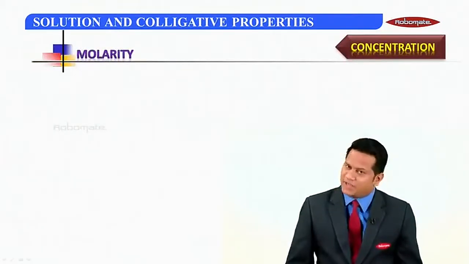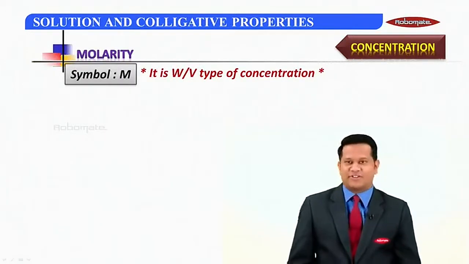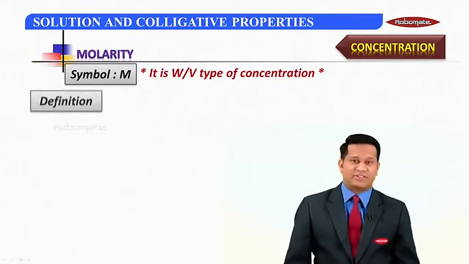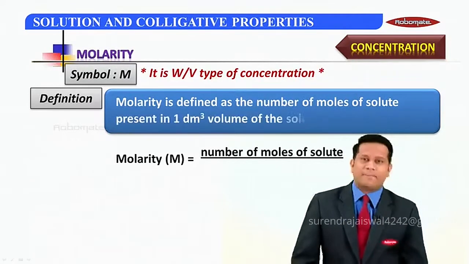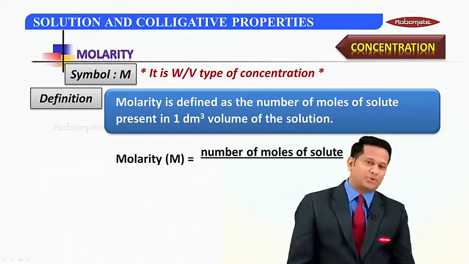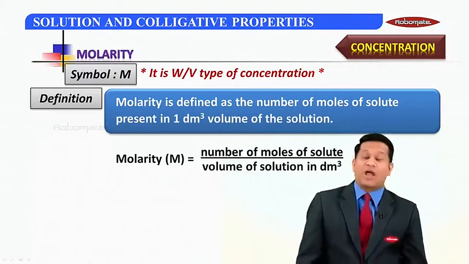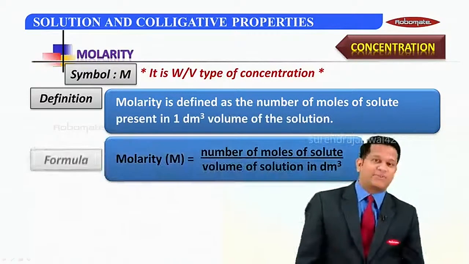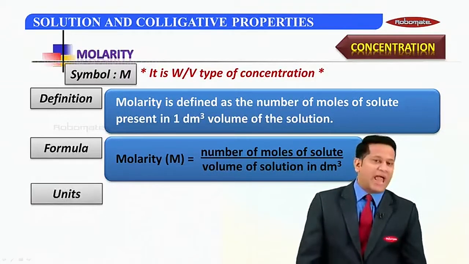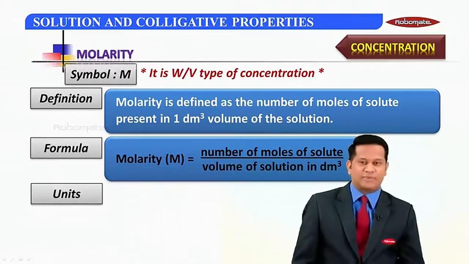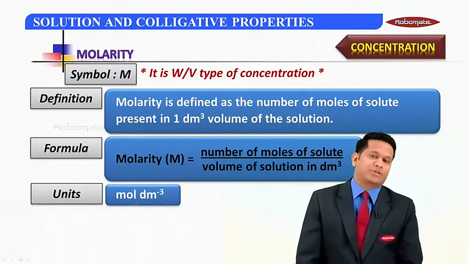Molarity is given by the symbol M, and it is a W by V type of concentration. And you need to learn the definition by heart. It says that molarity is defined as the number of moles of solute present in 1 dm cube of the solution. Hence the formula becomes molarity M is equal to number of moles of solute upon volume of solution in dm cube, and that's precisely the formula. Since the numerator is mole and the denominator is volume, that is dm cube, the units are mole per dm cube or mole dm cube inverse.